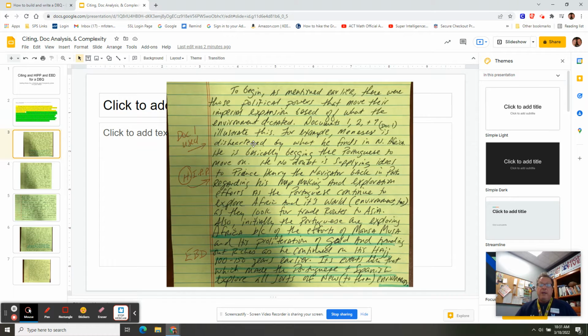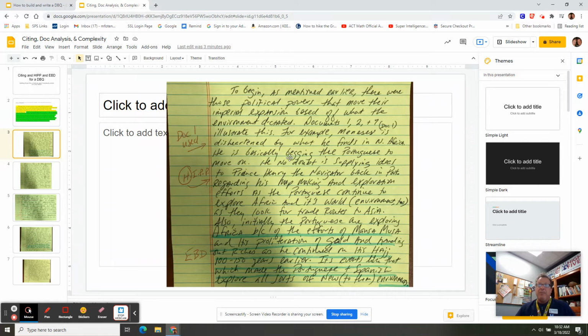And so again, there you go. Let's see. I don't want to read everything to you, and you can read this in your own time and pause me and read this all you want. But you can see how I'm identifying the document. I'll try to put the document in some sort of parentheses, and then I'll also mention the document's author. For example, Menezes is disheartened by what he finds in North Africa. He is basically begging the Portuguese to move on.